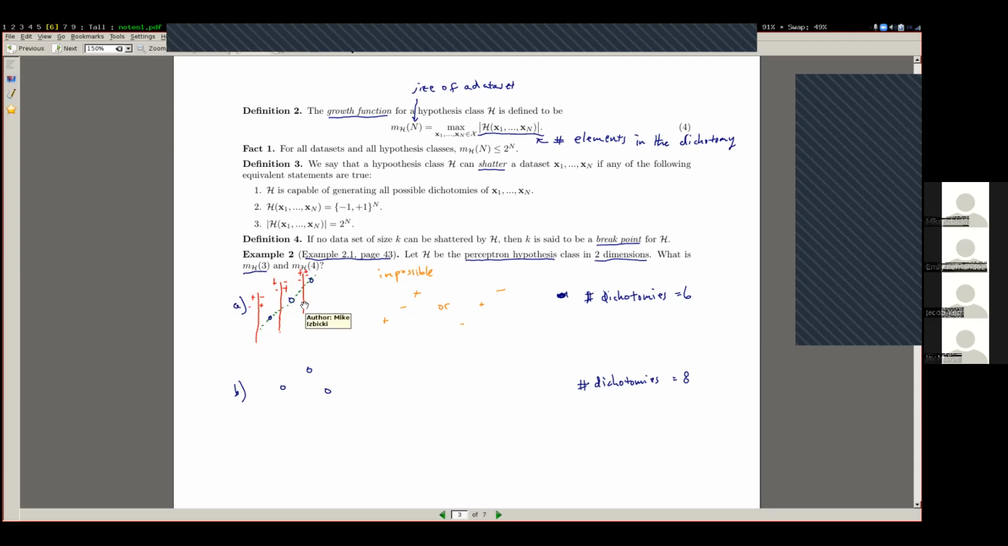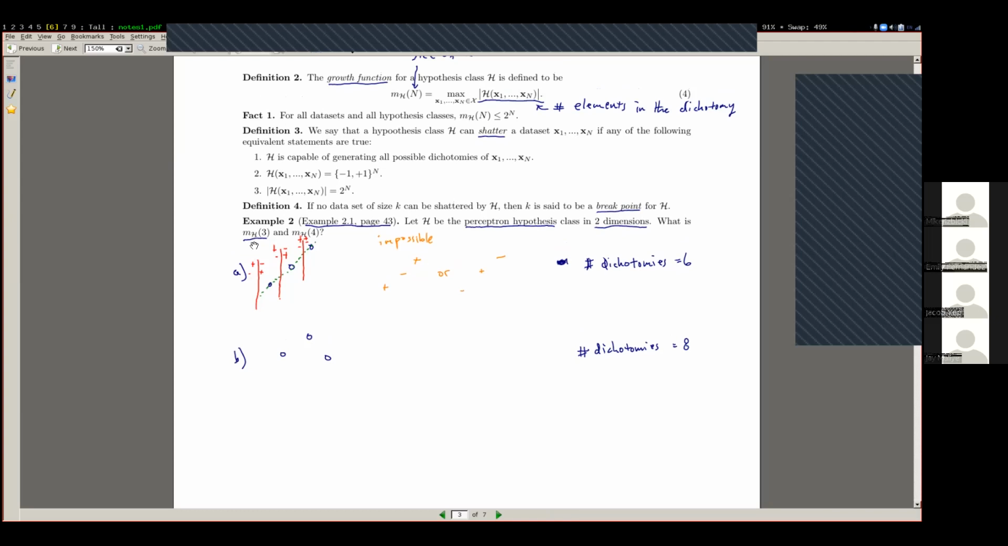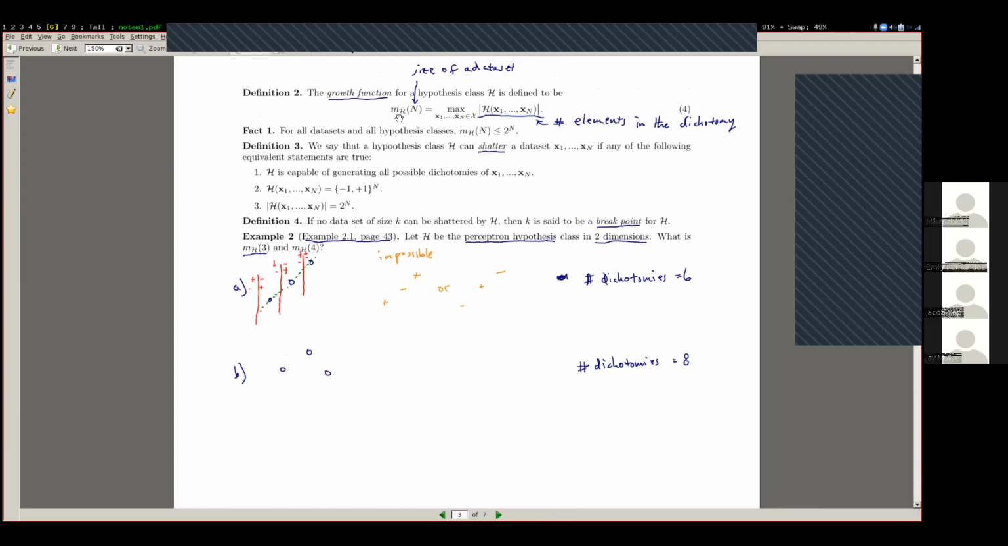So our beginning example is the perceptron hypothesis class in 2 dimensions. That's just so that we can easily visualize things. And we're starting with 3 and 4 as the number of data points. This m_H right here is the notation for the growth function. Whenever you see m_H, that is synonymous with the growth function. And the important thing is that this N right here is the size of our data set. So we're looking at 3 and 4 data points in our data set. Anytime you see the capital N, that's always the size of a data set.